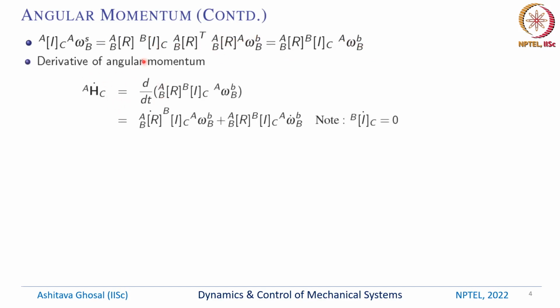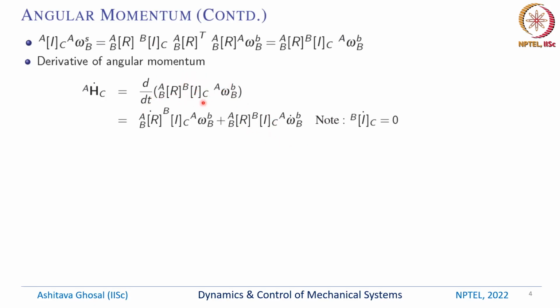So the derivative of the angular momentum AHC, which is the derivative of the left hand side, is nothing but the derivative of these 3 terms, ABR BIC into A omega B. Okay. So if you again use chain rule, the first term will be R dot into IC into A omega B plus ABR into the derivative of this, which is 0. Okay, so the last term is this into derivative of A omega B, which is written here.